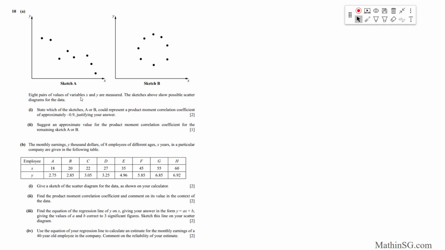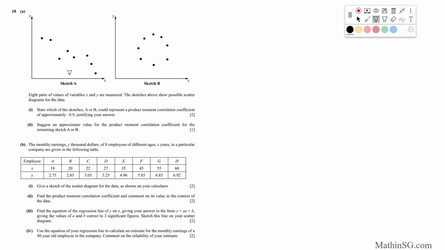So 8 pairs of variables x and y are measured. The sketches above show possible scatter diagrams for the data. State which of the sketches A or B could represent a product moment correlation coefficient of approximately negative 0.9. Justify your answer. So there are 2 things, right? Minus 0.9 means the points form almost a straight line. Secondly, there is a negative relationship between the 2 variables. That's why it's negative. In other words, the gradient of the straight line is negative. So one look at it, we know that it is sketch A.